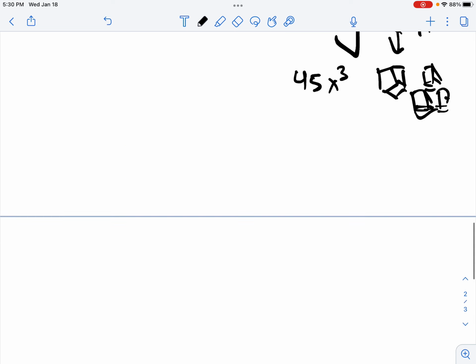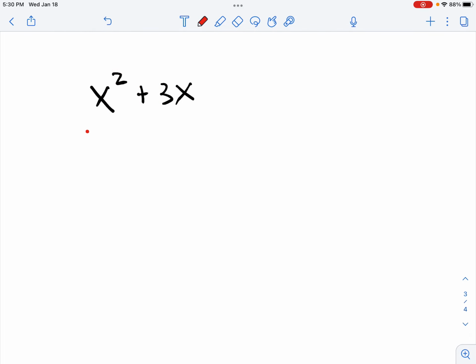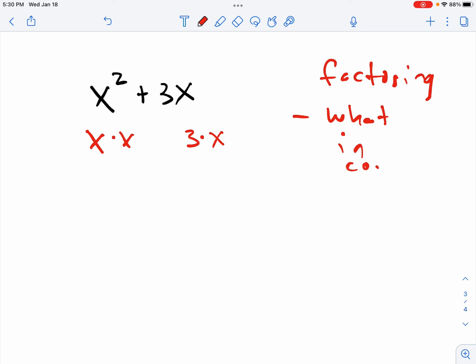Okay, so let's now talk about going backwards. Let's say you have something like x squared plus 3x. Right now we're going to do the opposite of the distributive property, which is factoring. Now x squared is made up of x times x. 3x is made up of 3 times x. Now factoring is looking at these things and saying, what do they have in common?